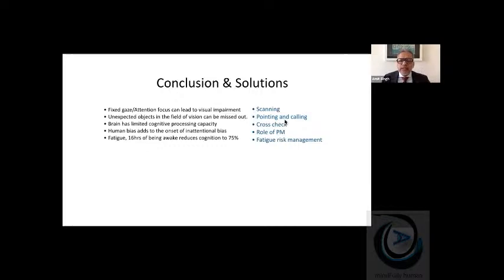And last but not least, which is now in the forefront of every error, every incident: fatigue risk management. So how do you manage your fatigue? The system, the human himself. That is a big issue now.